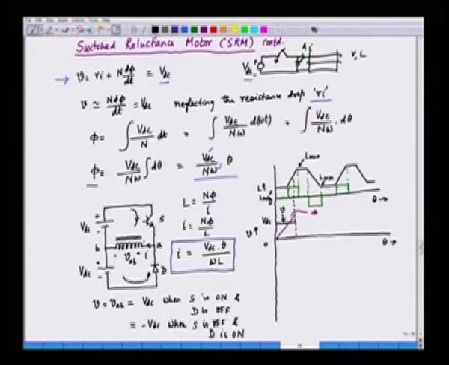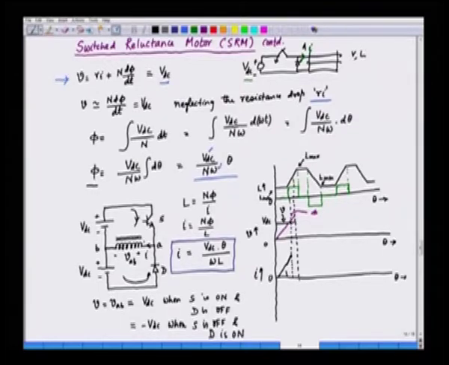So, if we plot I in this case, I will start from 0, and here the inductance is L minimum. So, I will rise almost linearly, and at this instant inductance is increasing. Now, this is the initial rate of rise of I.